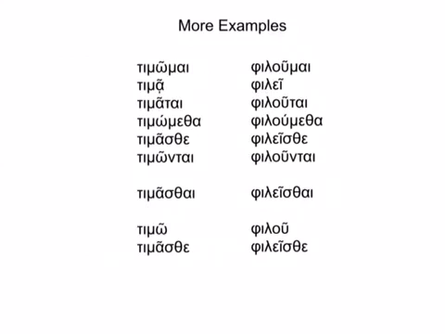But here are the forms in their final state, and they are timomai, timai, timatai, timometha, timasthe, timontai, timasthai, timo, and timasthe. And then the forms over on the right are phil-oumai, phil-ei, phil-eitai, phil-oumetha, phil-eisthe, phil-ountai, phil-eisthai for the infinitive, phil-ou, and phil-eisthe.